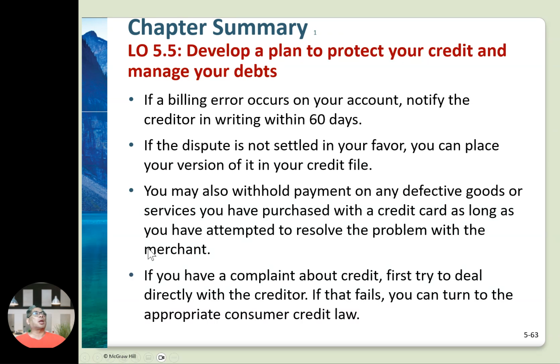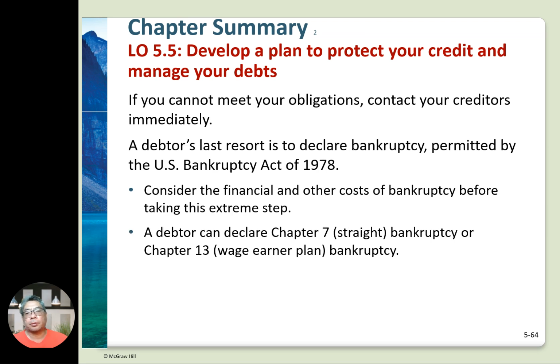And then number 5: develop a plan to protect your credit and manage your debt. Such as, if there is a billing error, you need to notify the creditor in writing within 60 days. If you have a complaint about credit, first you need to deal with the creditors. If that fails, then you can turn to the appropriate consumer credit law. And again, number 5: develop a plan to protect your credit and manage your debt. If you cannot meet your obligations, contact your creditors. That's the key part, contact your creditors.